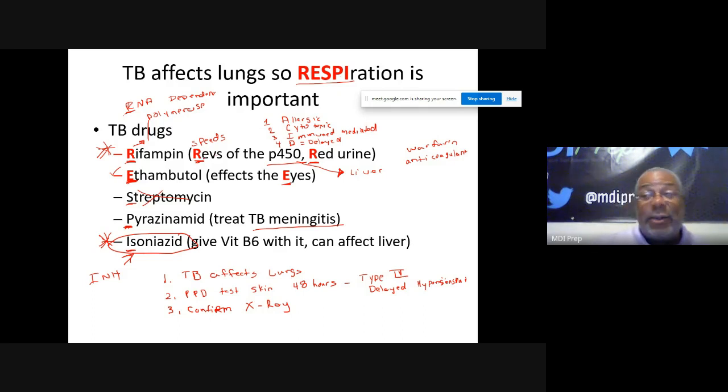So if INH decreases your vitamin B6 levels, if you're taking INH, you have to make sure that the patient is also given vitamin B6 to help replenish the B6 that they're losing. INH can also affect the liver, so you have to check liver function tests. While they're on this drug, you have to monitor the liver to make sure there's no necrosis or anything like that happening.